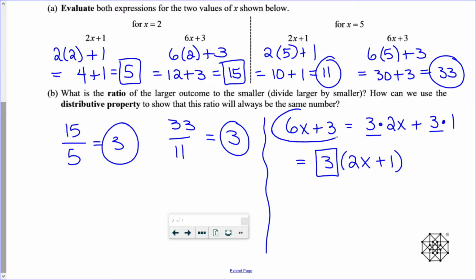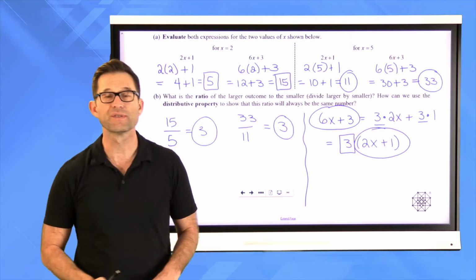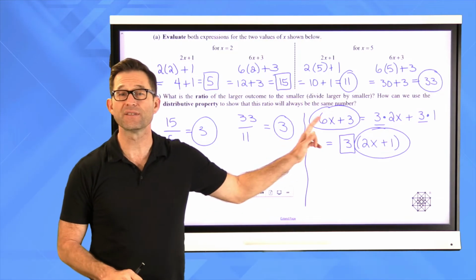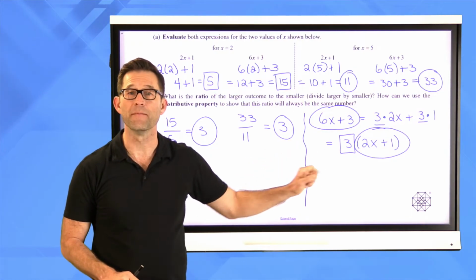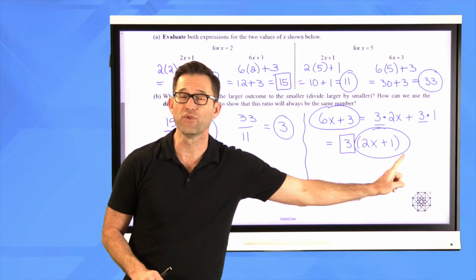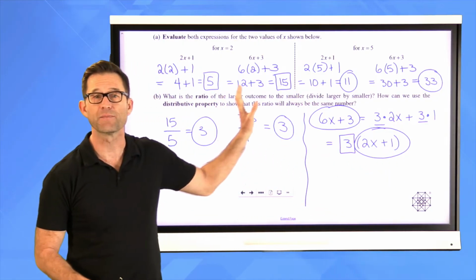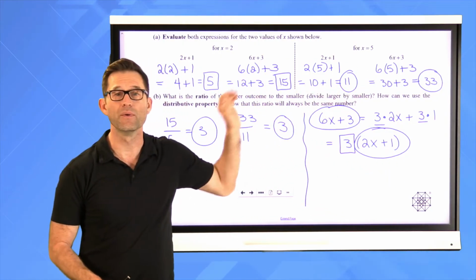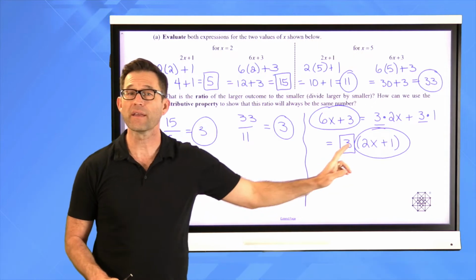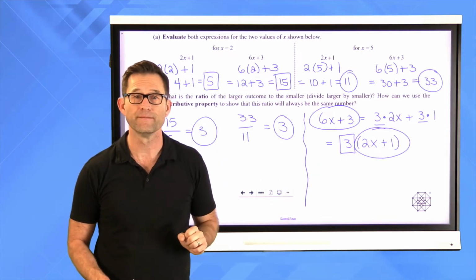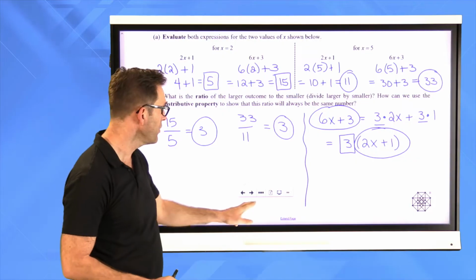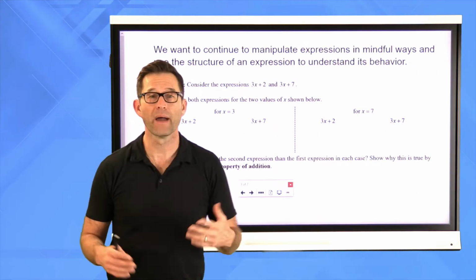The relationship of the two expressions that I looked at is simply that 6x plus 3 will always be 3 times the value of 2x plus 1. I can see that experimentally, right, when I substitute numbers for x, and then I can see it using the distributive property here. Let's keep working with a little bit more in terms of mindful manipulation.